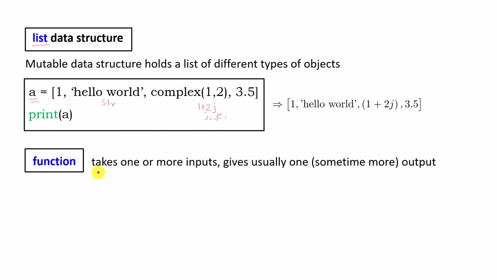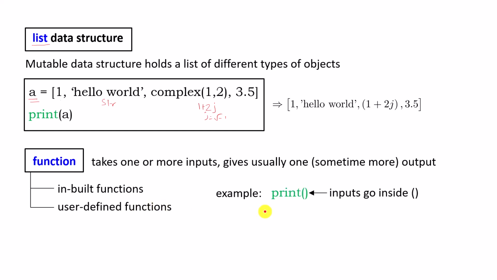In the last lecture we have already talked about functions that take one or more inputs and usually give at least one, sometimes more, outputs. And we have seen in the last lecture the inbuilt function print. Functions can be inbuilt, functions can be user defined as well. We can make our own function, and we obviously have to make our own functions in scientific computing very often. You have seen this print function where the input goes inside the brackets, and whatever the input is, it writes it on the screen.